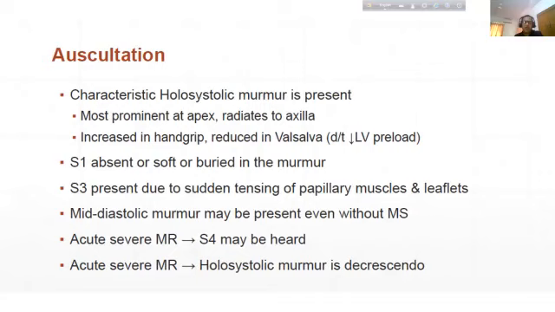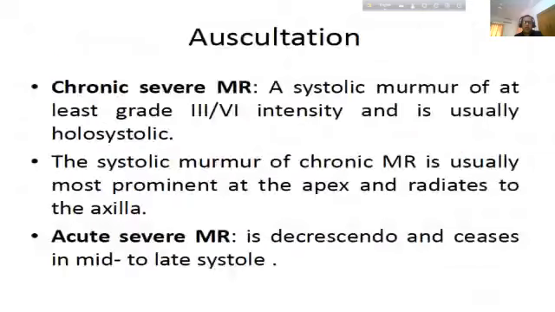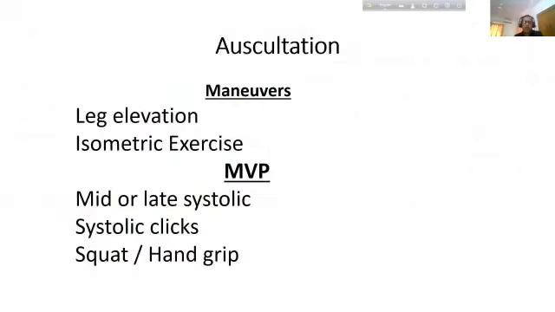And in case of mitral valve prolapse, there is a mid-systolic or late systolic murmur and systolic clicks, and it can be accentuated with squatting and hand grip. And sometimes we need to do dynamic auscultation. What does it mean? It means altering some hemodynamic parameters during cardiac auscultation in order to diagnose the etiology of a heart sound or murmur.